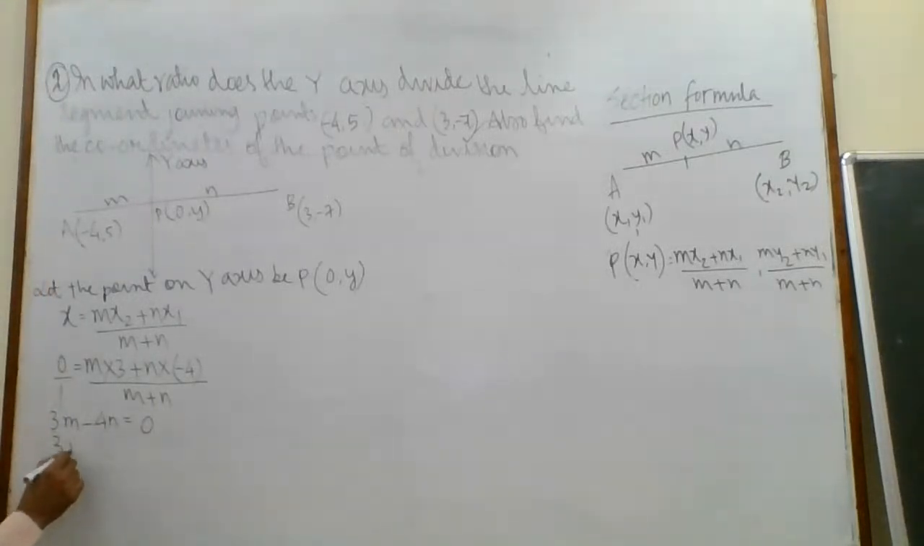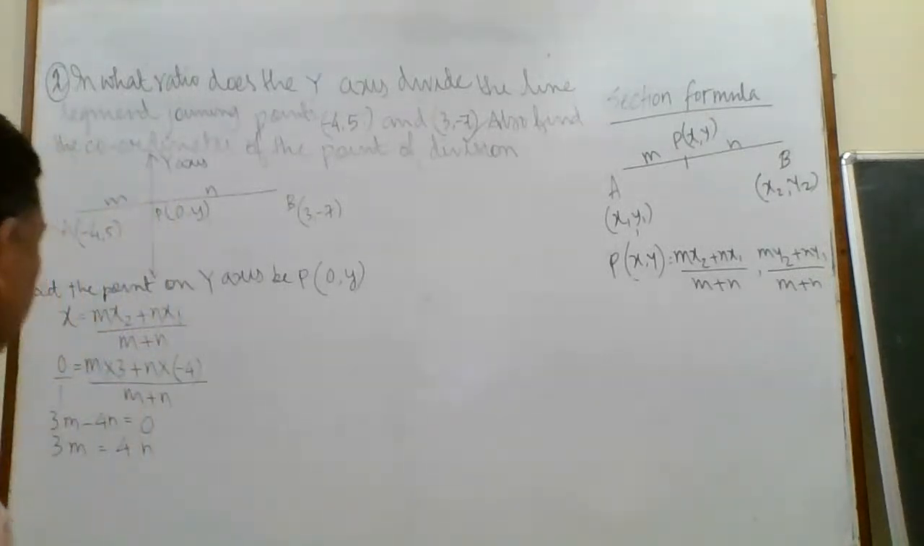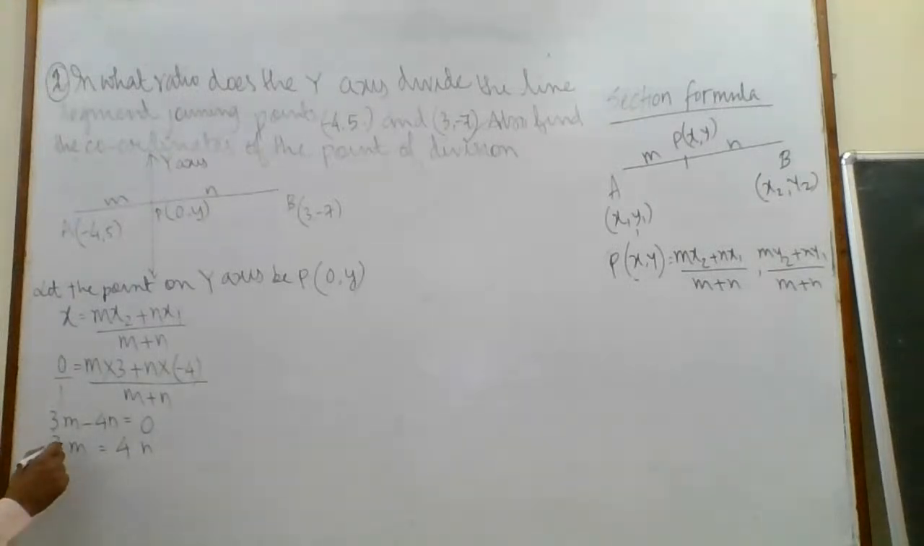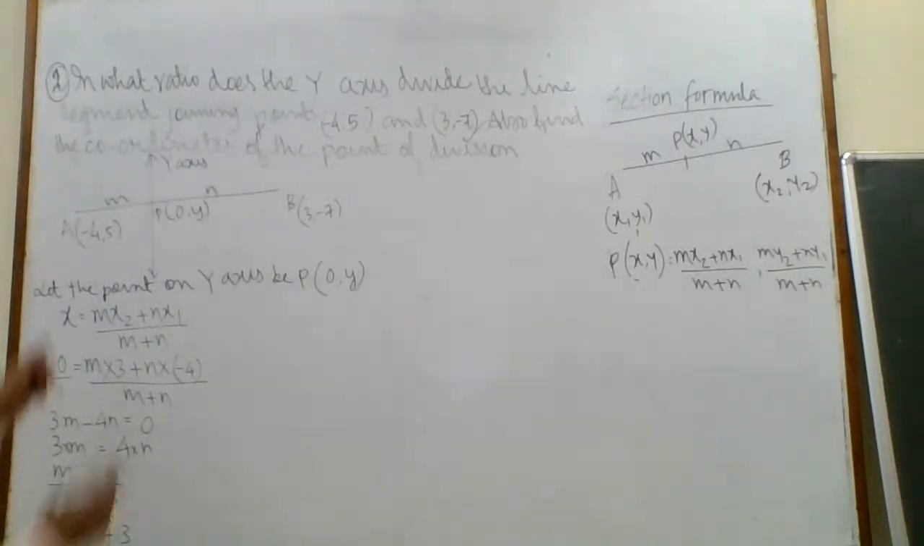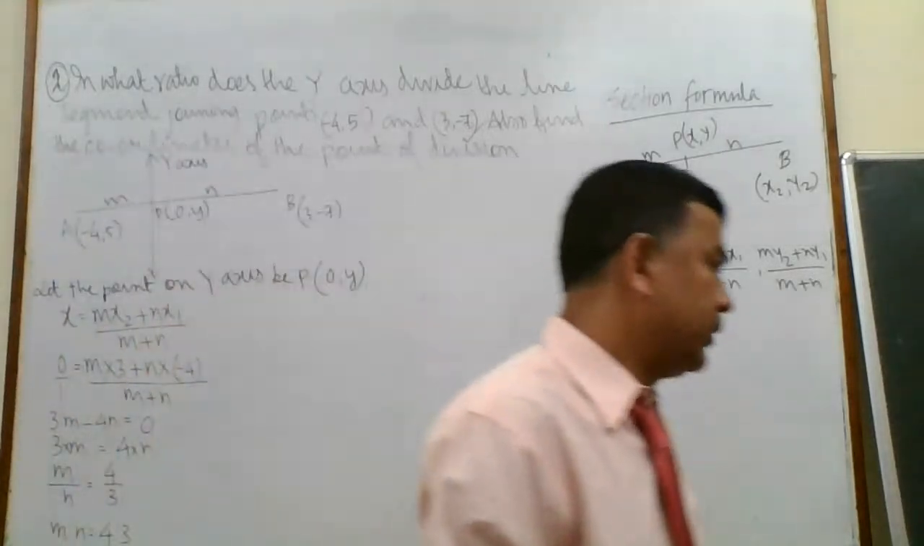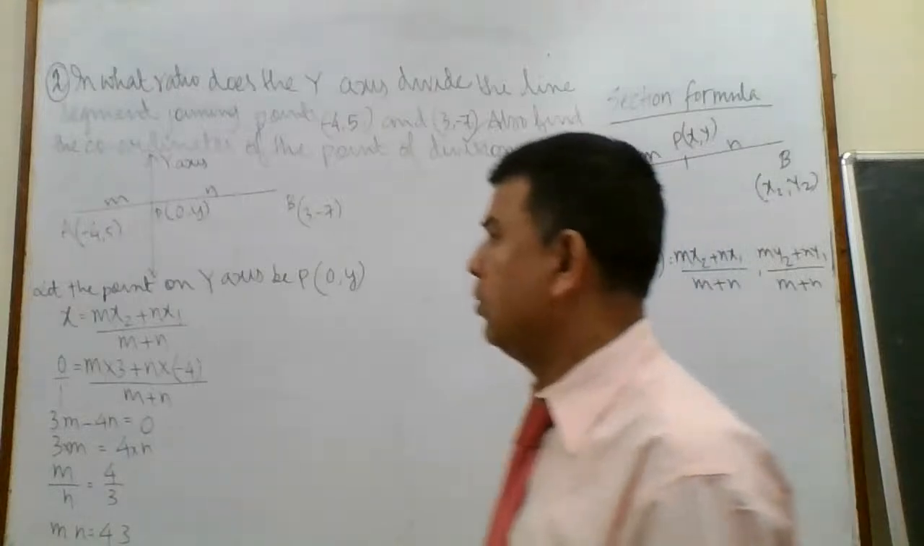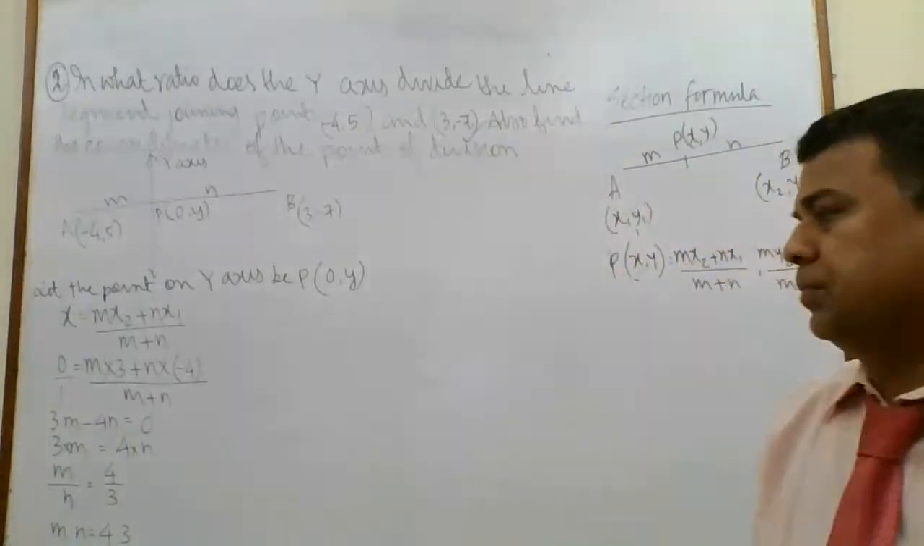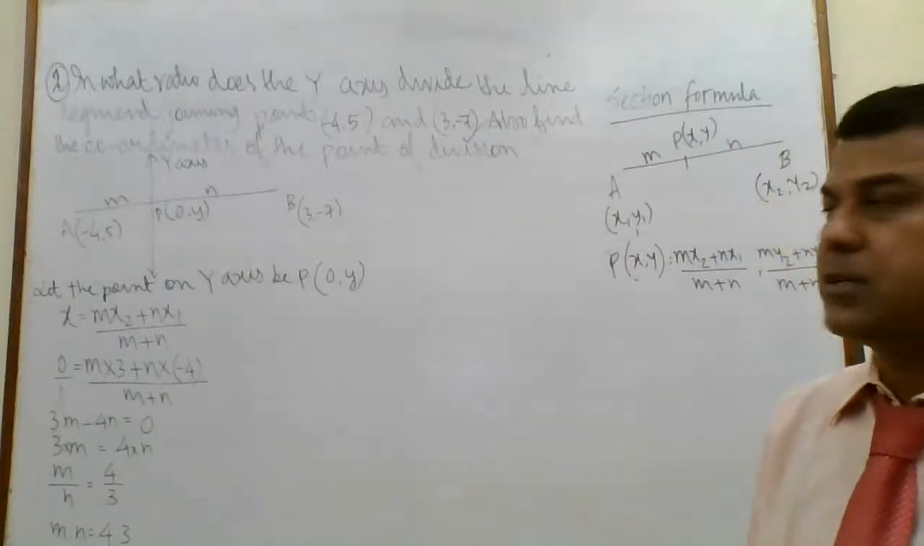As we have to get m is to n, we have to write them on two different sides of the equal sign. 3m means 3 into m, 4n means 4 into n. We need m by n. So that will be 4 by 3, because 3 is going to that side. So our first part's answer is m is to n equal to 4 is to 3. The figure does not justify that, but we do not know at the time of starting which part is going to be more, the first or second. So that is not an issue. So we have got the answer to the first part.